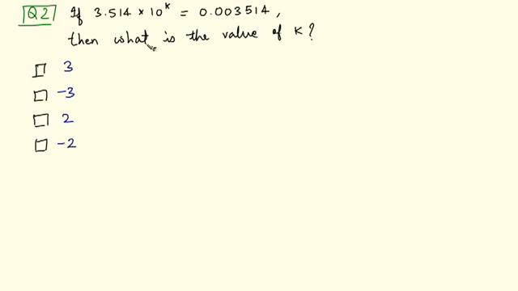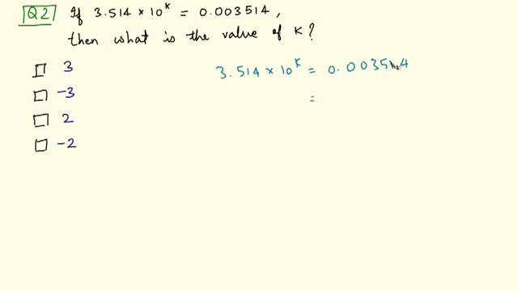Let's solve question number 2. What is the value of k in this expression? Well, we have been given 3.514 into 10 raised to k is equal to 0.003514. Well, we have to convert this right hand side into an equivalent left hand side.